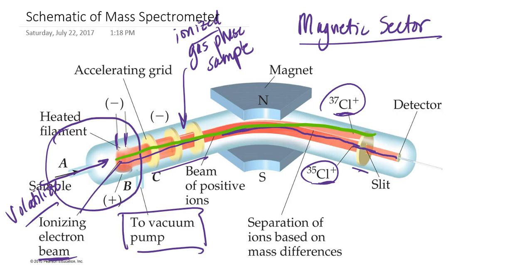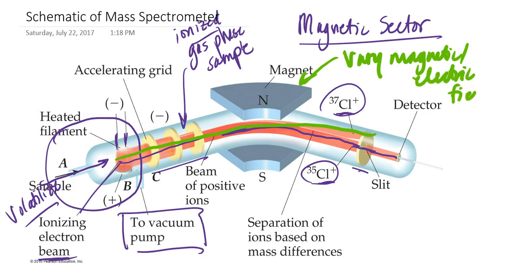What it means is if we vary the magnetic and the electric fields of the instrument, then that can alter the path so that eventually the chlorine-37 can actually make it through the slit into the detector. And the chlorine-35 would then move off and collide against the wall of the detector itself.